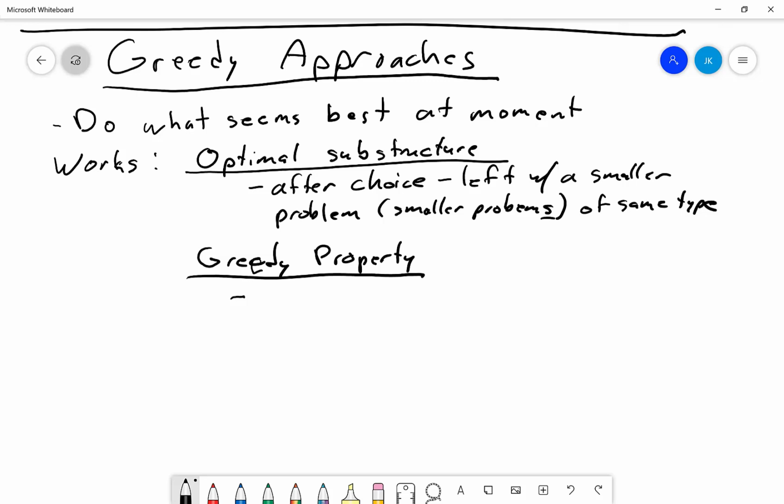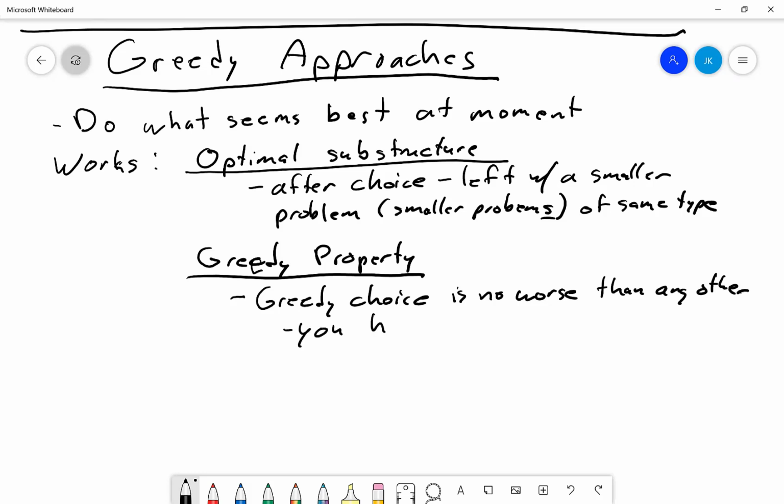But really what the greedy property means is that your greedy choice is no worse than any other. So you don't actually have to show that it's better. You just have to show that it's no worse than any other. And kind of what that means is you haven't eliminated something better.